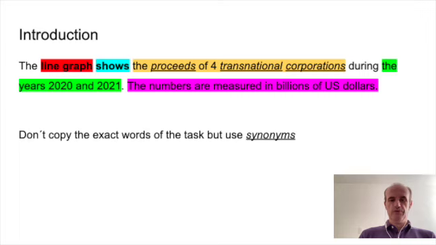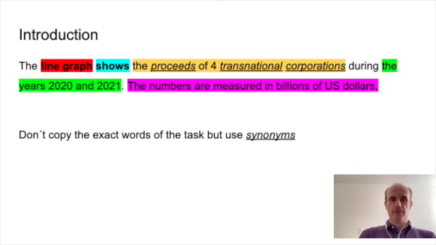in order to avoid that problem. Next, I'm going to mention the time, when it was measured, and as you remember, there was no where, because that information is not given. And finally, the numbers are measured in billion US dollars. So here you can find some elements that are relevant for us to mention in the introduction. These are the main features that you want to mention in your introduction.